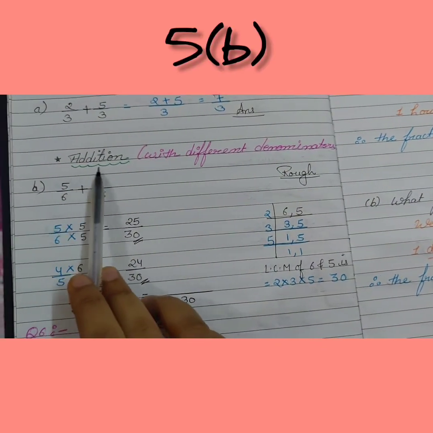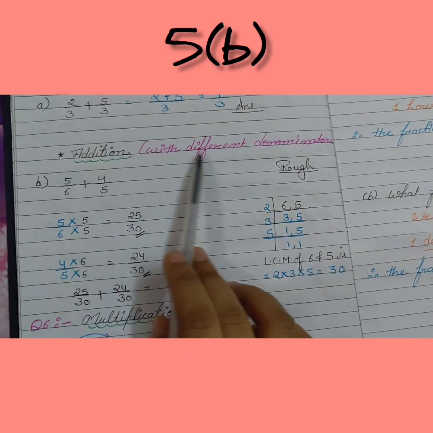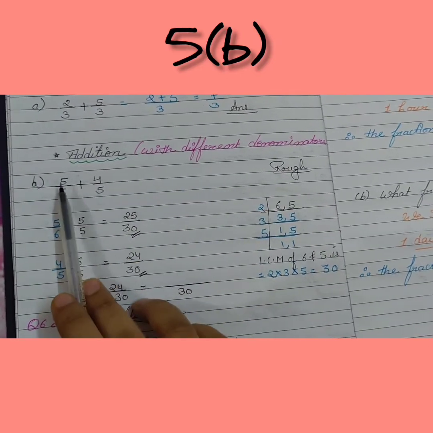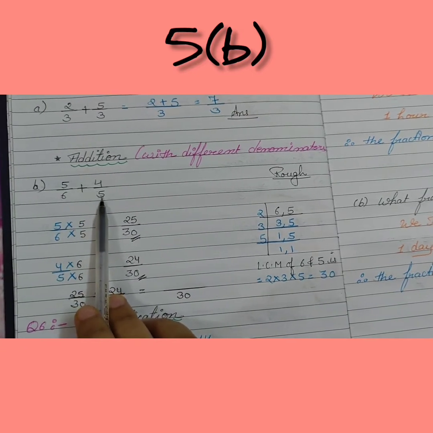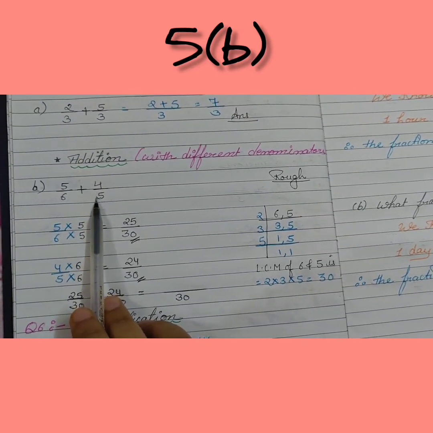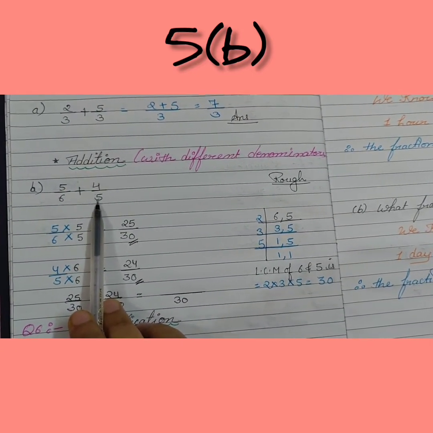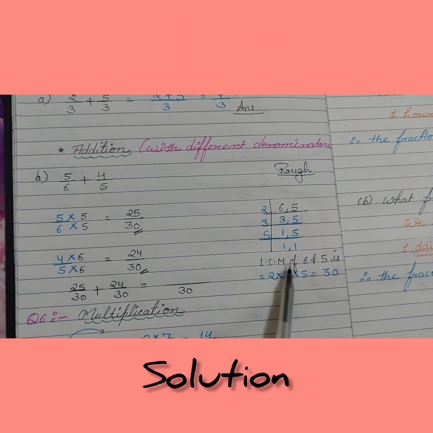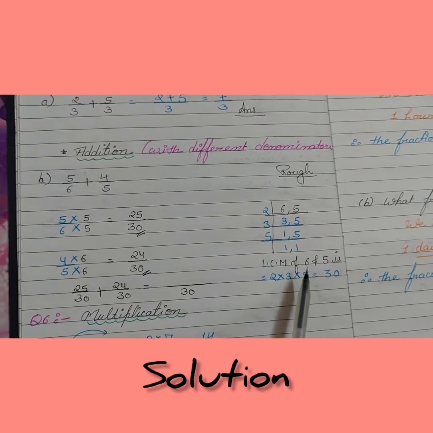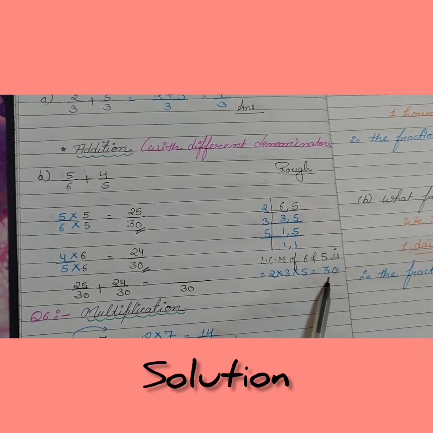Question number 5. Addition, B part. Addition with different denominators. You can see both the fractions have different denominators. 6 and 5 are called unlike fractions. First convert them into like fractions. How to convert? Take the LCM. Here I have taken the LCM of 6 and 5. The LCM of 6 and 5 is 30.